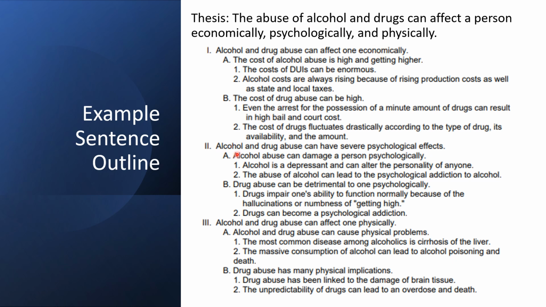In number 2, alcohol and drug abuse can have severe psychological effects. That's the other life aspect affected by the abuse. And in the third section, the third aspect is given emphasis: physically. And then just below each are two subdivisions. Remember, that's one rule that you should bear in mind. Each section of an outline should have at least two subdivisions.